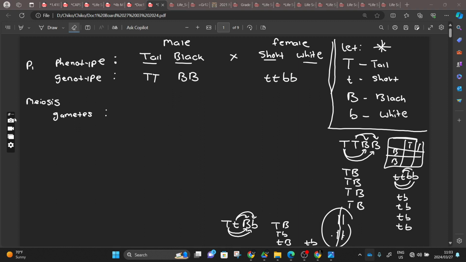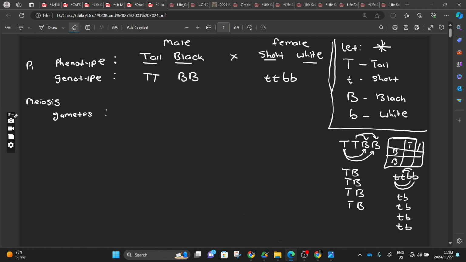Let me not confuse you, but this is what, don't get confused when you find heterozygous characteristics, because here we are dealing with homozygous characteristics. It might look easy, although it's not easy. And then you come and take these gametes here and write them here. TB, TB, TB, TB multiplied by Tb, Tb, Tb, Tb.